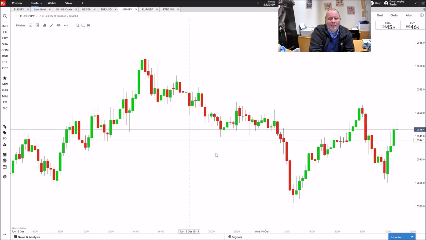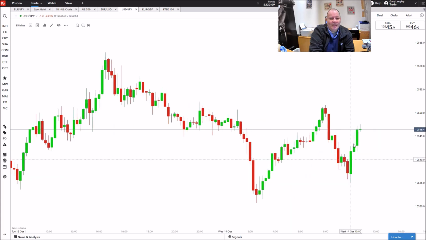There's not a lot I can see in this at the moment. Possibly this move here for a counter trend. But it's pushing up to the tops of this envelope. So I'll be marking this up and having a good look at it.